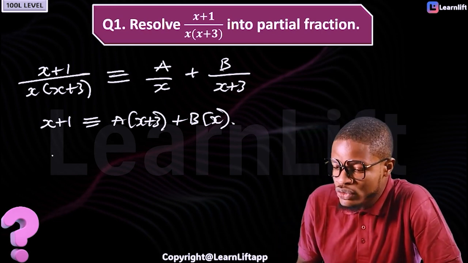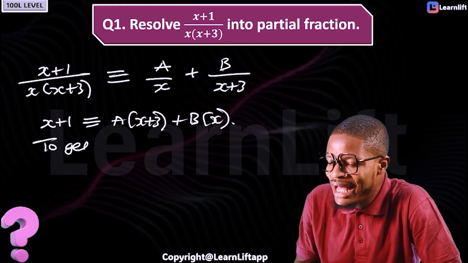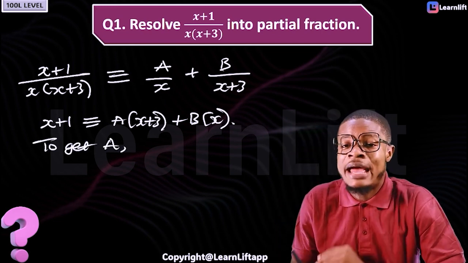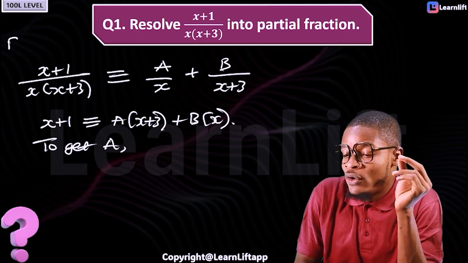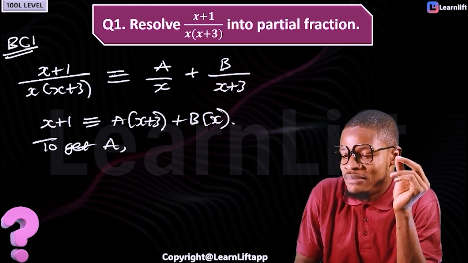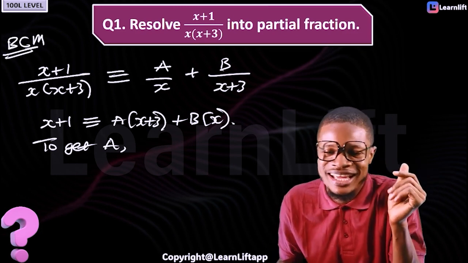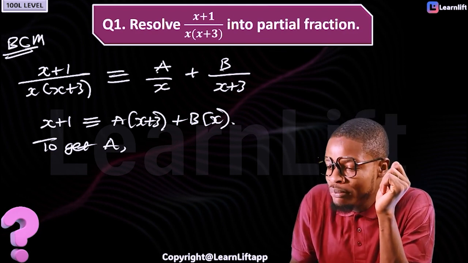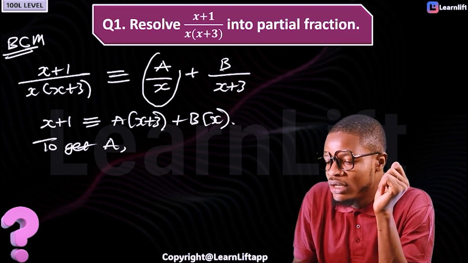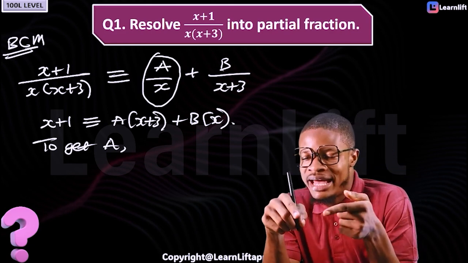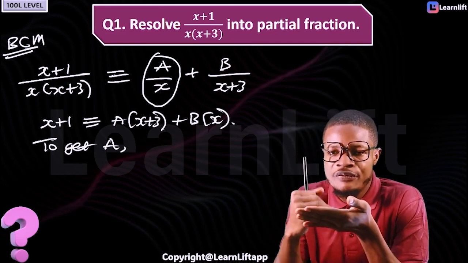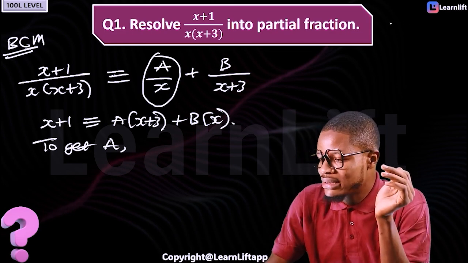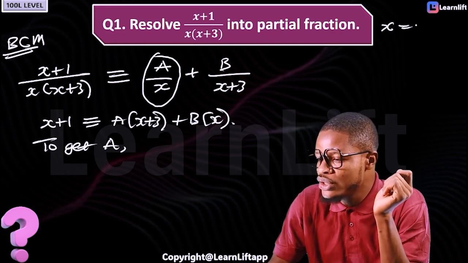You tell them that to get a, this is more like the cover-up method. Let me call it the cover-up method. Now, to get a, please listen carefully. Come to this side of the equation here. What do we have there? A all over x, right? That denominator of a is x. That x that is under a, equate it to 0.